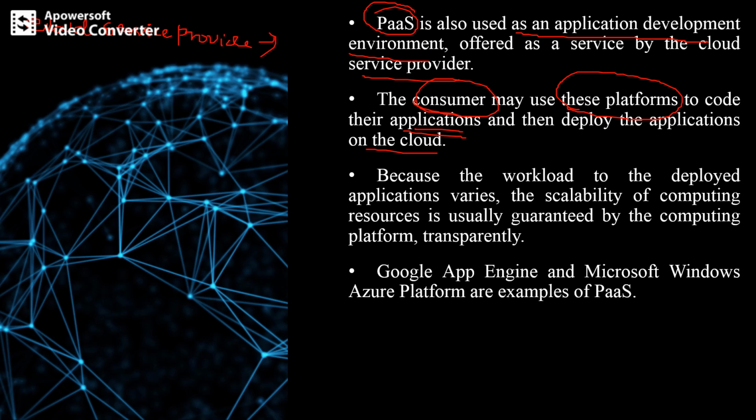Because the workload of the deployed application varies, the scalability of computing resources is usually guaranteed by the computing platform transparently. We can consider Google App Engine and Microsoft Windows Azure platform as examples of PaaS. So that is platform as a service.